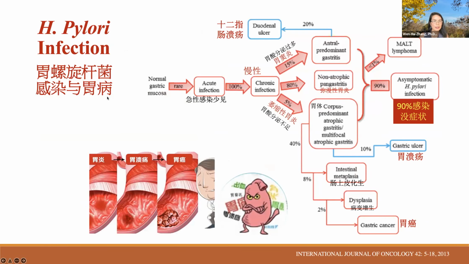So H. pylori infection may lead to duodenal ulcer and the gastritis that eventually leads to gastric cancer. But still, it's very low. Even though it's a risk factor, the risk is low, only about 2%. And about 90% of individuals with H. pylori infection have no symptoms.